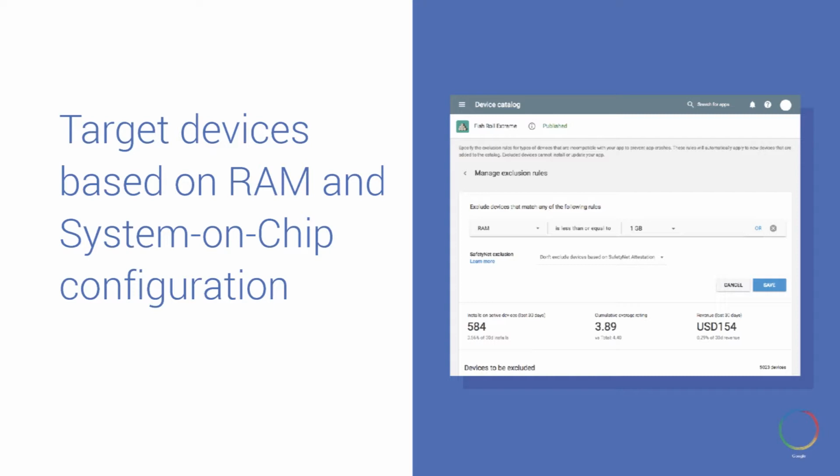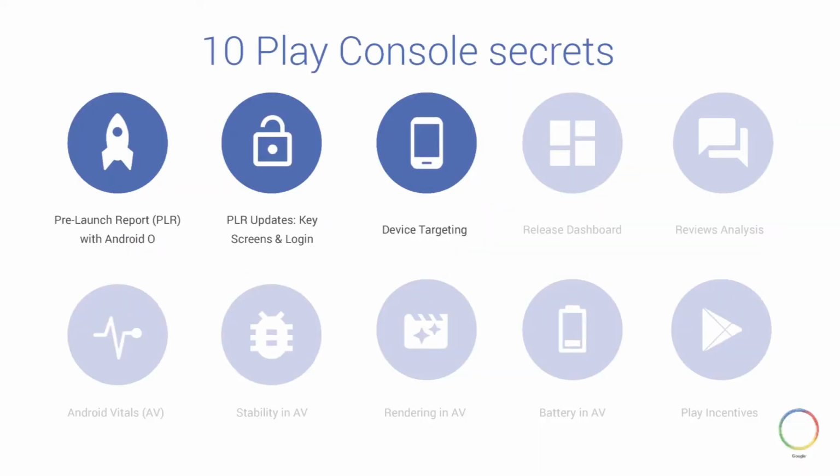Whenever you create an exclusion rule, we always show you what devices will be excluded, along with installs and revenue metrics. And we do this so that you can make the important decision with a lot of confidence as to how it impacts your app. That was secret number 3 for you, a brand new device catalog and targeting capabilities.